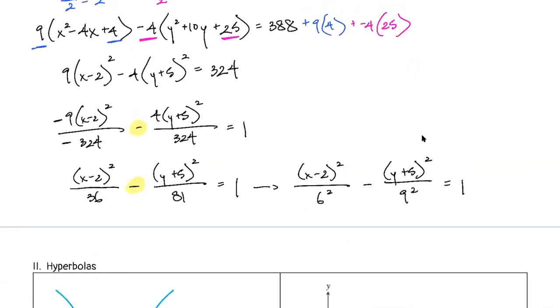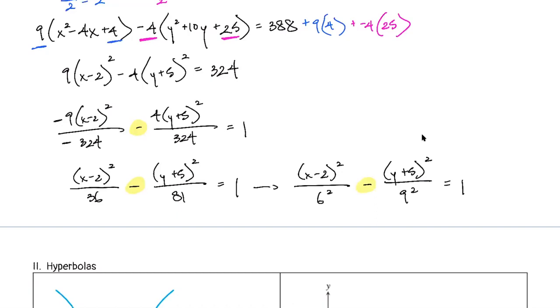Where's our center for this hyperbola? (2, -5). Brilliant. Okay. How far do I go side to side from my center? 6, exactly, because the 6 is underneath the x. Okay. How far do I go up and down from the center? 9. Good, because 9 is underneath the y. So the way we read the equations is so, so similar. It's just that our resulting shape is going to be different because of that minus sign. Okay?